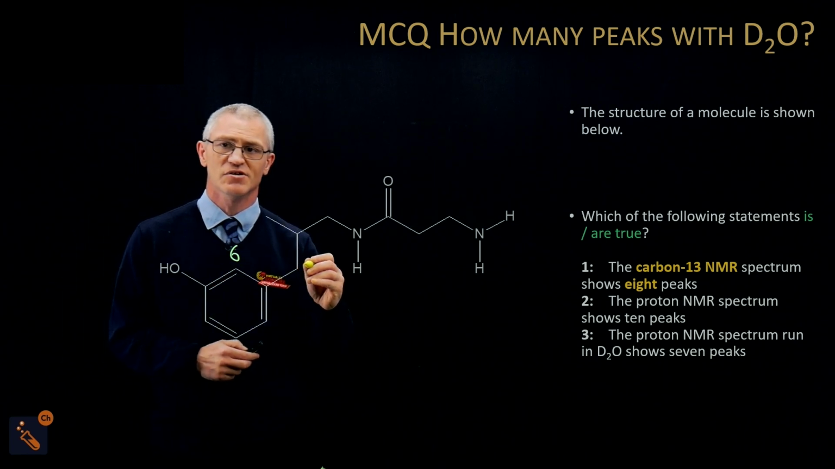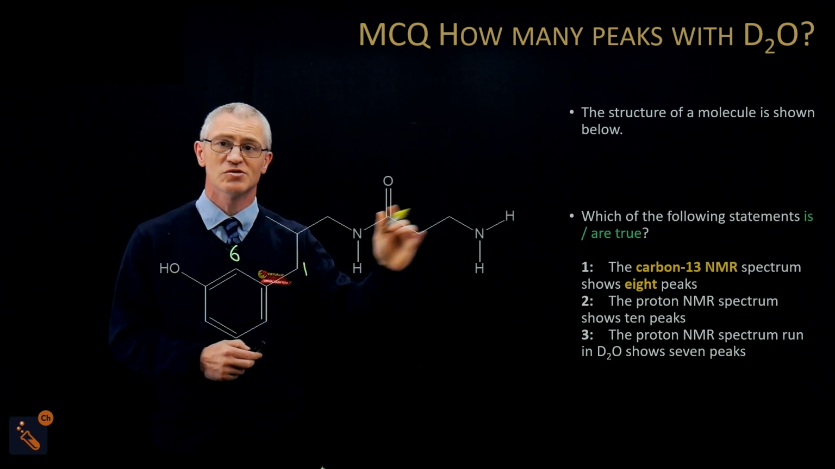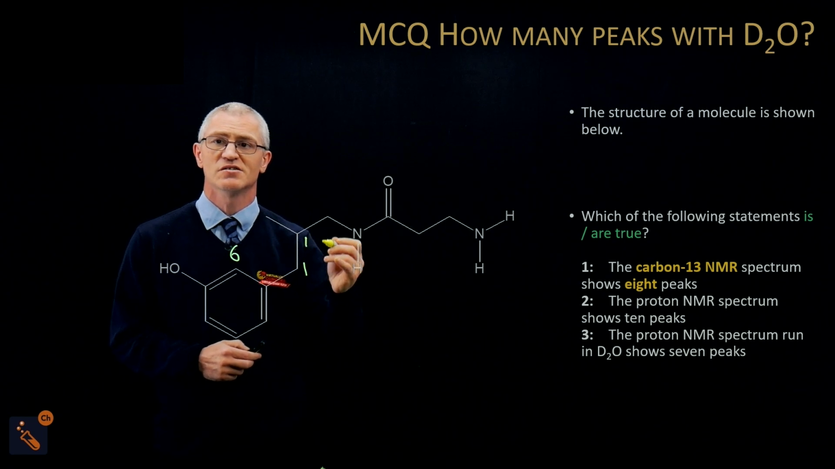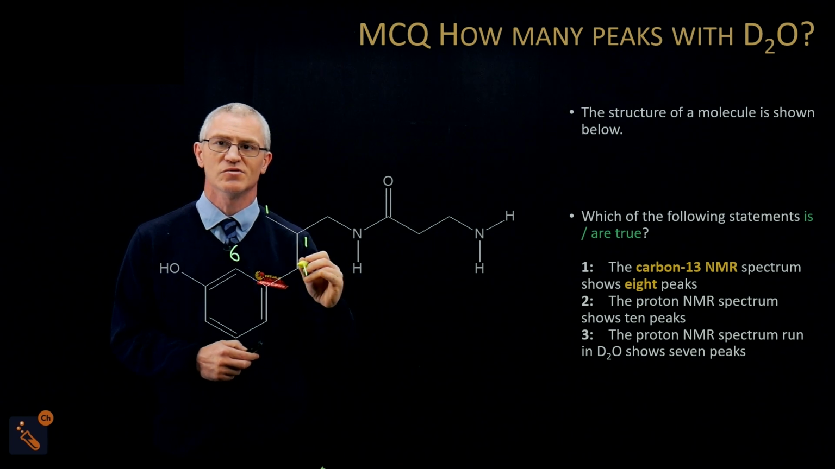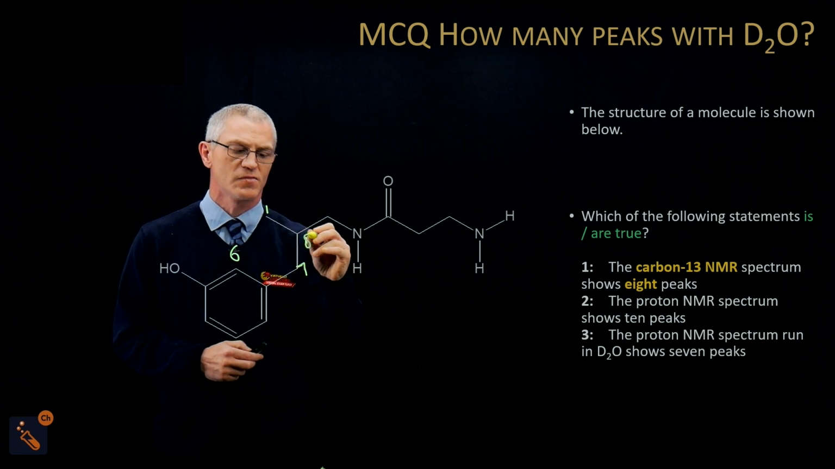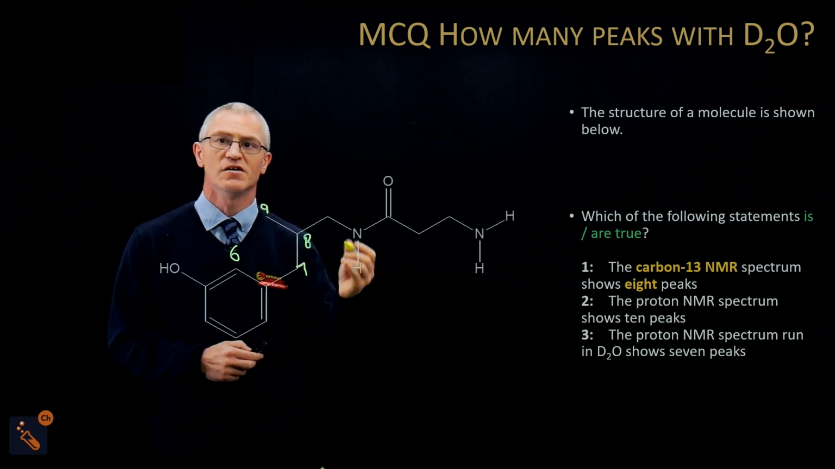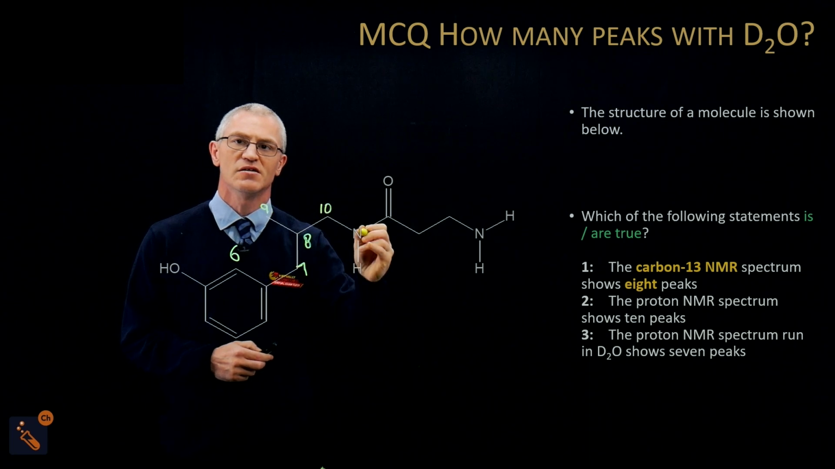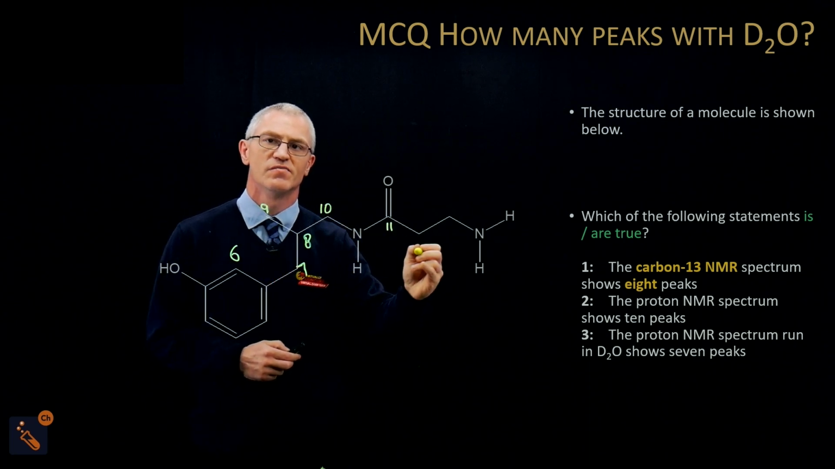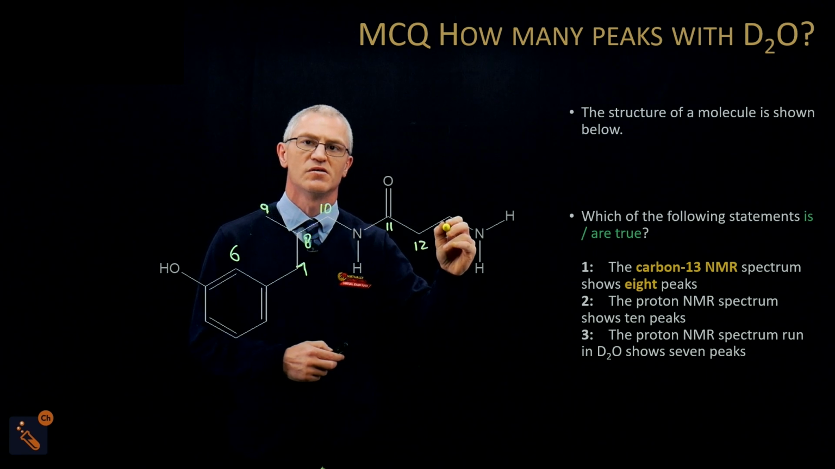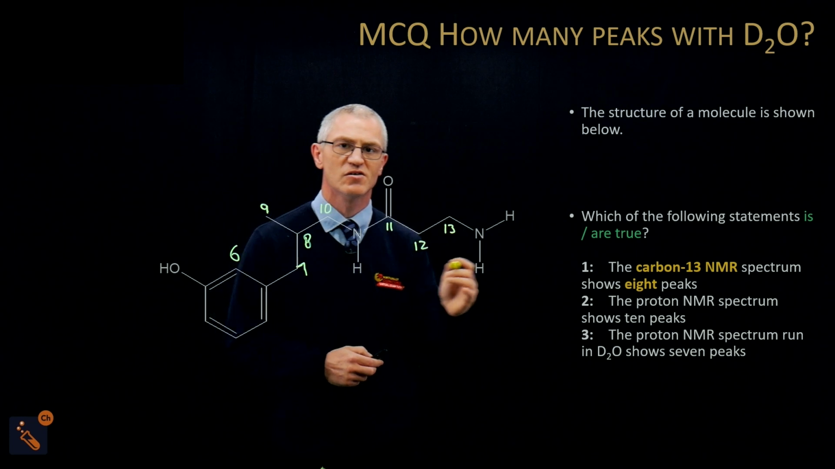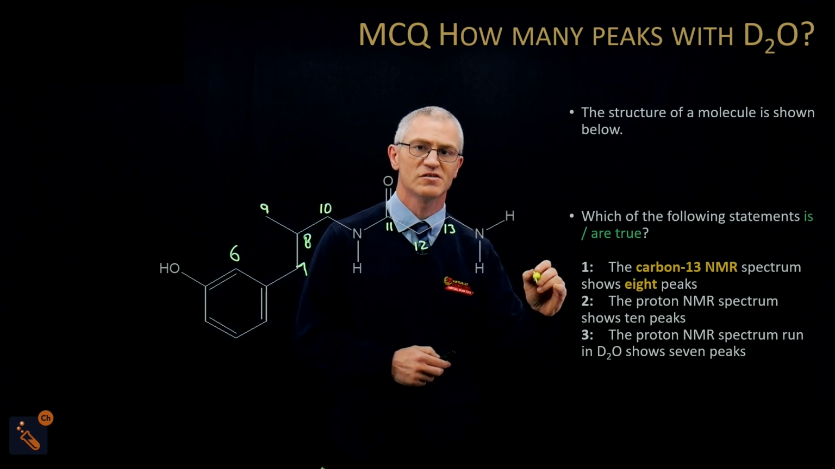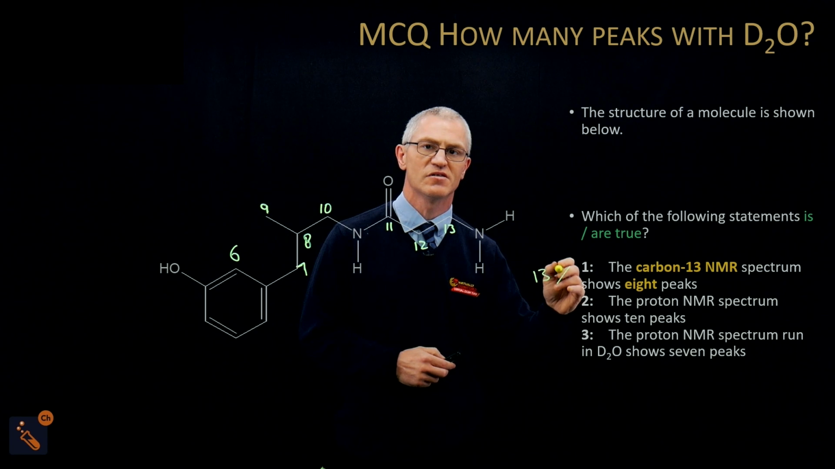Now if I then count along, there's another one there because there's no symmetry anywhere, and I'm just counting the carbons here. So 6, 7, 8, 9, and then we'll go 10, 11, 12, 13. Okay, so we've got 13 different peaks. So instead we've got 13, so therefore that one is wrong.